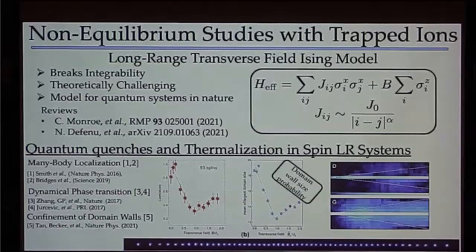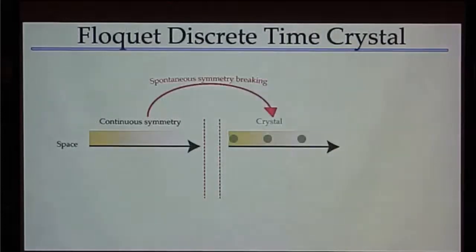In this talk, I'm going to talk about how we use this toolbox. Please interrupt me if you have questions about anything. We're going to use this toolbox to observe a prethermal Floquet discrete time crystal. In general, Floquet discrete time crystals are an extension of the space crystal, the one we're used to, that breaks via spontaneous symmetry breaking the continuous translational symmetry and creates crystals.